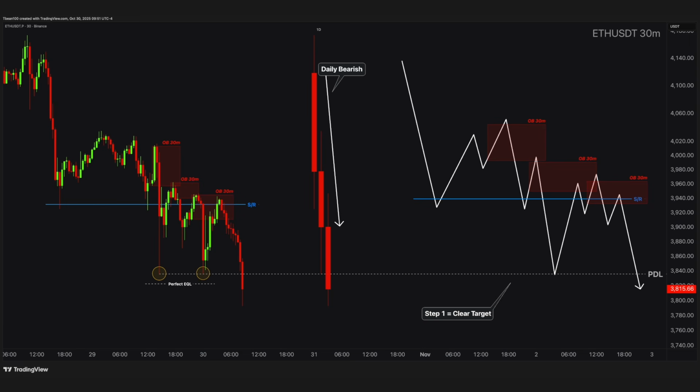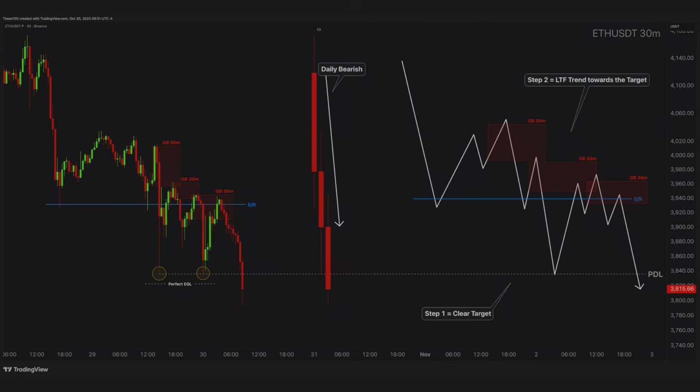First, you want to find a clean target, something like the previous day's low combined with equal lows. Then make sure the overall lower time frame structure is bearish and moving towards your target. So as you can see, we combine a couple of things together. I hope these methods make sense to you. If you apply them properly, they can help you improve your trading results.